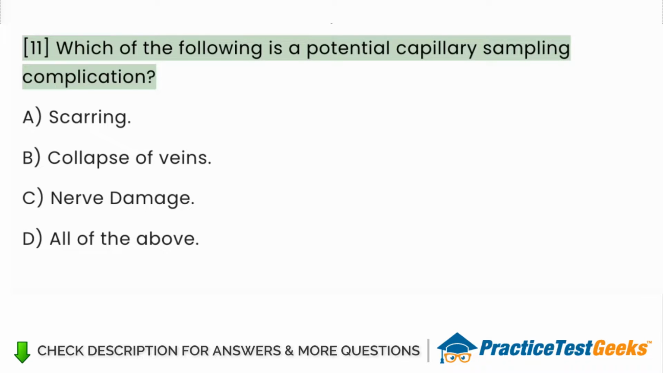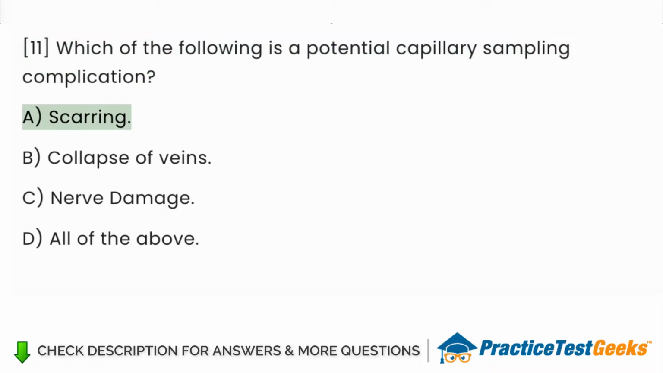Which of the following is a potential capillary sampling complication? A. Scarring. B. Collapse of veins. C. Nerve damage. D. All of the above.